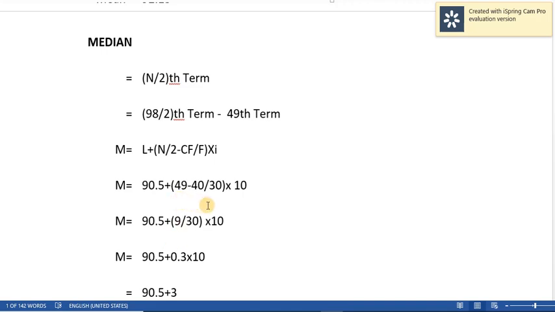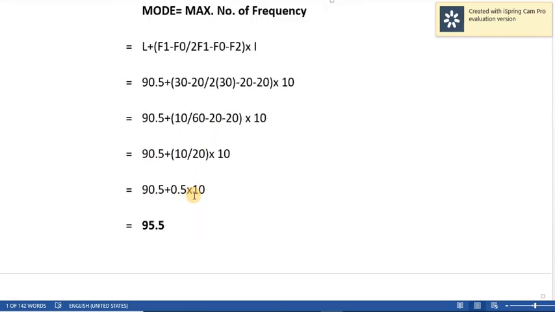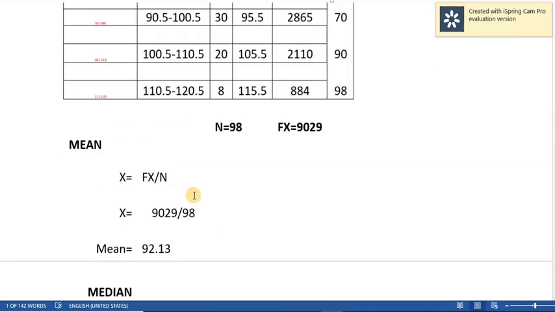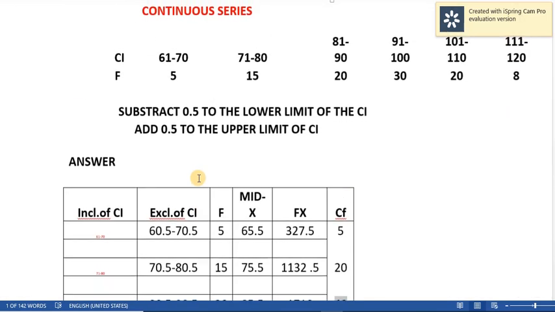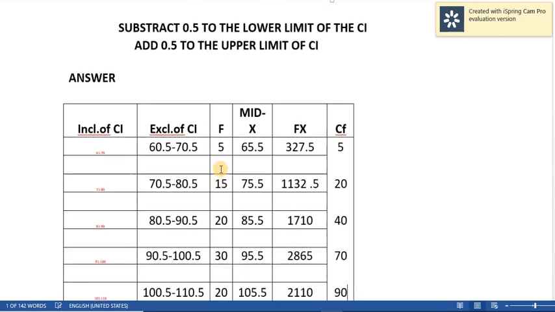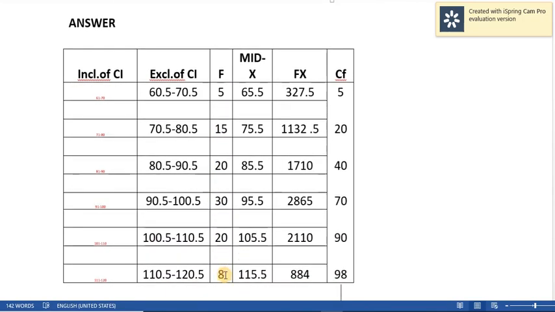This is the median. Let us move to the next one, mode. Mode formula: the modal class is the class with the maximum frequency. In this, what is the maximum frequency? See, look here: 5, 15, 20, 30, 28. Which one is the maximum frequency? 5 no, 15 no. 30 is the maximum frequency. So we can select this one.